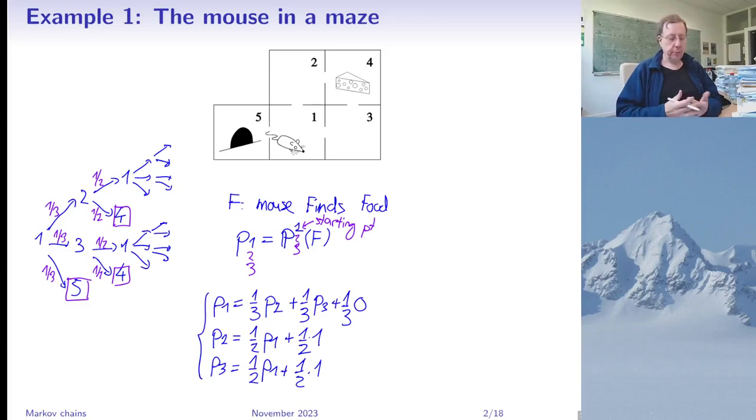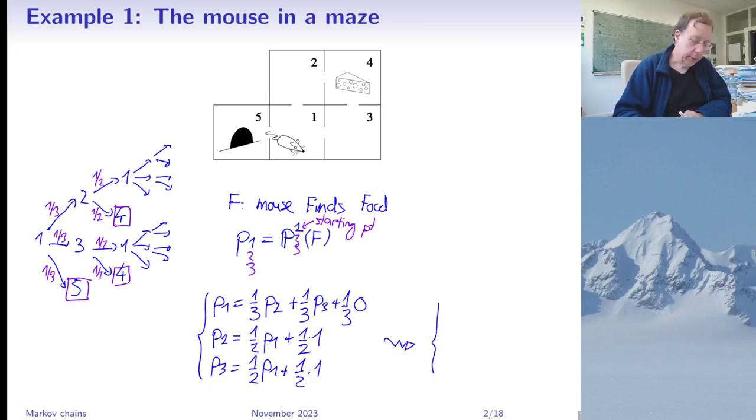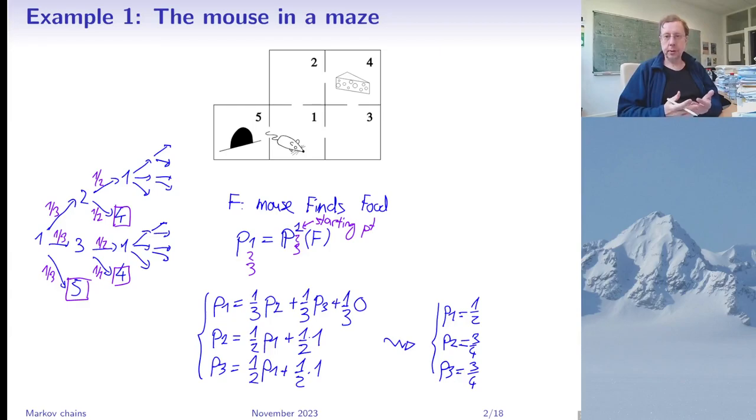Now this gives you a system of 3 equations with 3 unknowns and linear equations, so it's quite simple to solve the system. And if you do that, you will find that P1 is 1/2, P2 is 3/4, and P3 is 3/4. So starting from room number 1, the mouse has a 50% chance of finding the food first, but if it starts in room number 2 or 3, it has a 75% chance of finding the food first. Now this is the kind of thing that we want to be able to do in a more systematic way, for instance for much larger mazes.